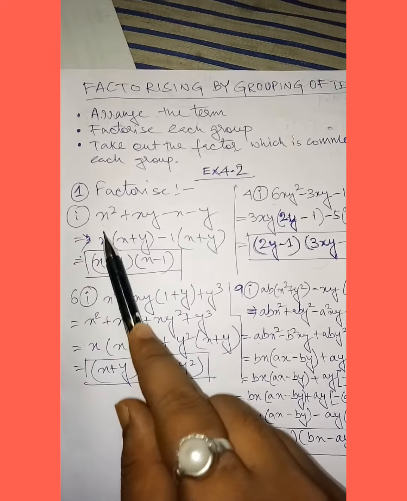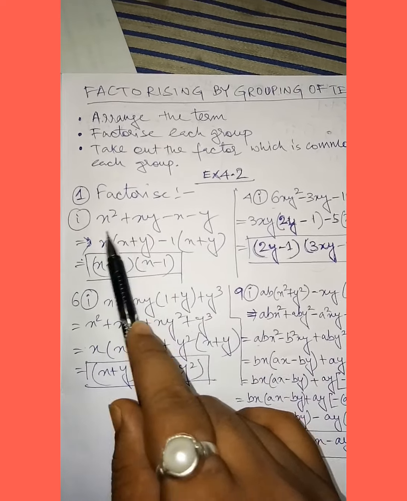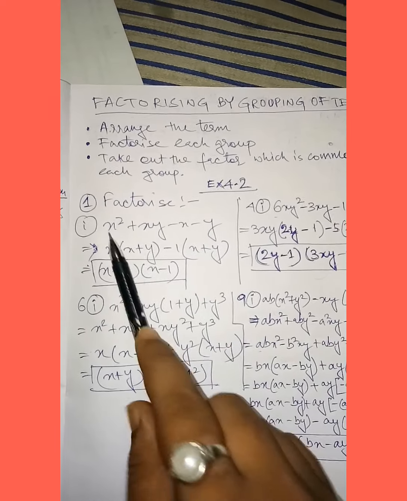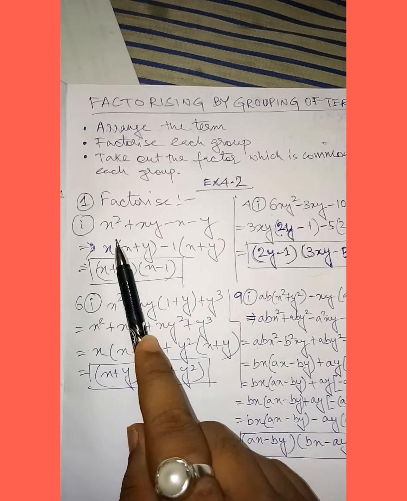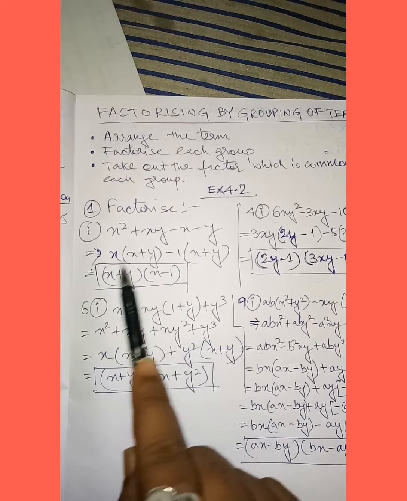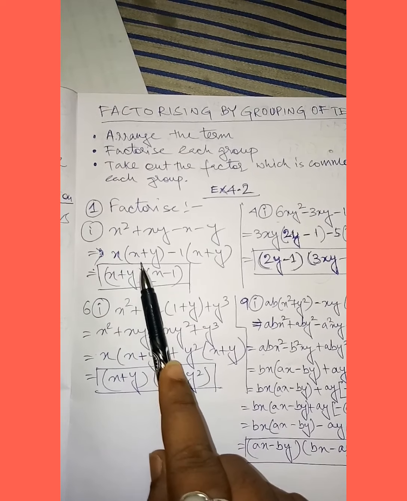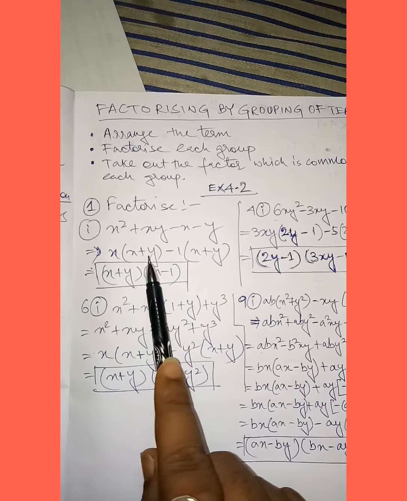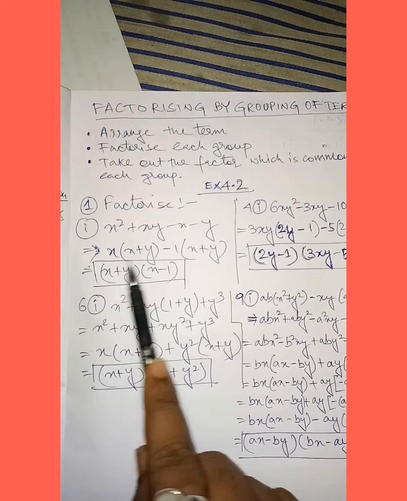How many terms are there? 1, 2, 3, 4. Now from these 4 terms I have to make pairs, and from each pair you take the common. See, in these two terms what is the common? x I can take common. Then what is the remaining? x, and this is y. See, you multiply: x into x is x square, x into y is xy.